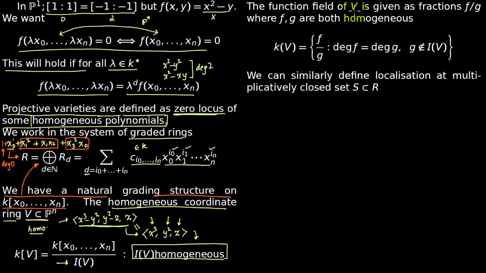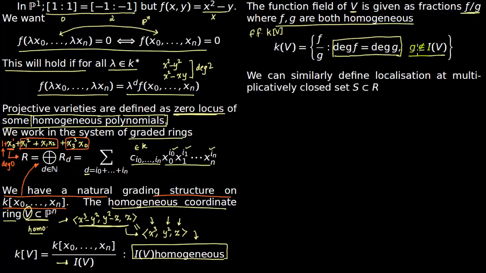Now we talk about the function field of this variety V. Notice that this variety V obviously comes from some function f equals 0 which is homogeneous. Projective varieties are defined as the zero locus of some homogeneous polynomial. So now we are going to define the function field. As you know, function fields are always given as fractions where f and g are both homogeneous. So k(V) is just the fraction field of k[V], or more precisely these are fractions like f over g, where the degree of f is the degree of g, and g does not lie in the ideal of V.